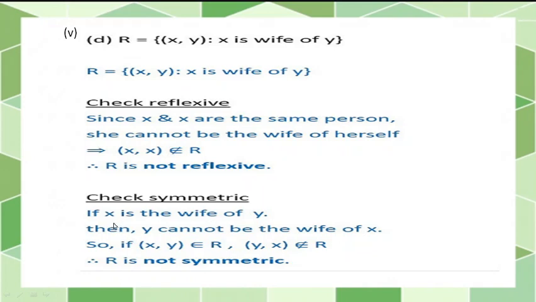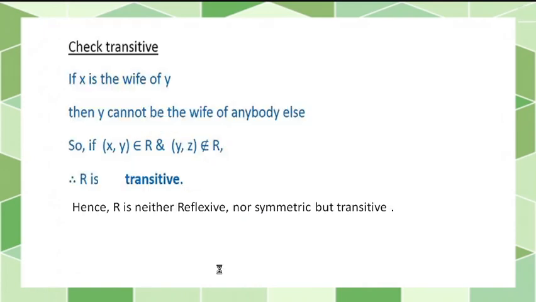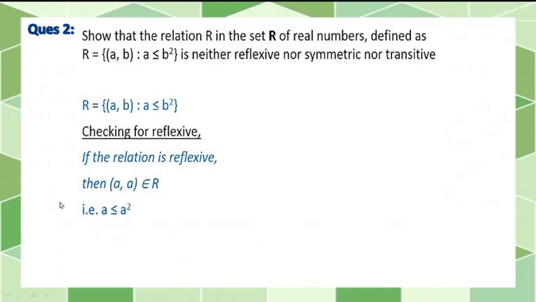Now let's check symmetric. If x is the wife of y, then y is definitely the husband of x. Y cannot be the wife of x. So if xy belongs to R, yx is not in the relation. So R is not symmetric. Now here pay attention. If x is wife of y, then y cannot be the wife of anybody else. So if xy belongs to R, but yz does not belong to R, R is still transitive. So R is neither reflexive nor symmetric but transitive.